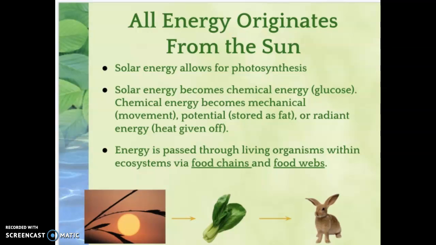How this happens is solar energy allows for photosynthesis. That photosynthesis is that chemical reaction where it becomes energy for the plants. So solar energy becomes chemical energy, which we know is glucose. And then chemical energy becomes mechanical, that movement or potential, stored as fat, or radiant energy given off as heat.